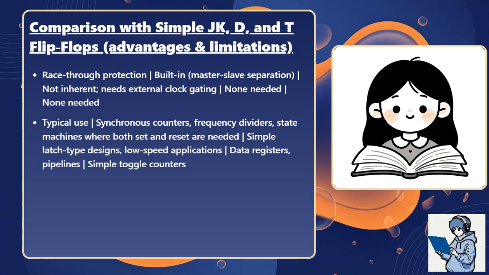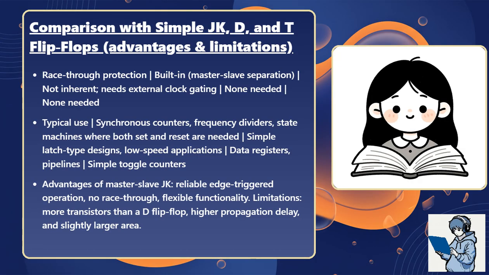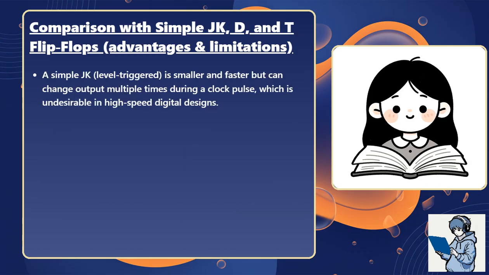Simple latch-type designs, low-speed applications, data registers, pipelines, simple toggle counters. Advantages of master-slave JK: reliable edge-triggered operation, no race-through, flexible functionality. Limitations: more transistors than a D flip-flop, higher propagation delay, slightly larger area. A simple JK level triggered is smaller and faster, but can change output multiple times during a clock pulse, which is undesirable in high-speed digital designs.